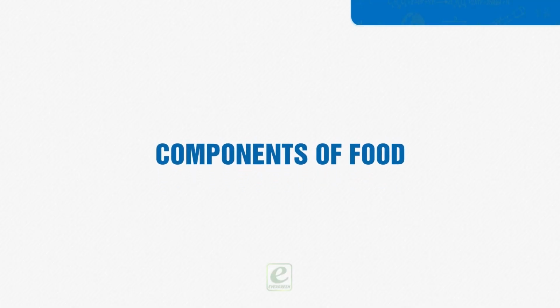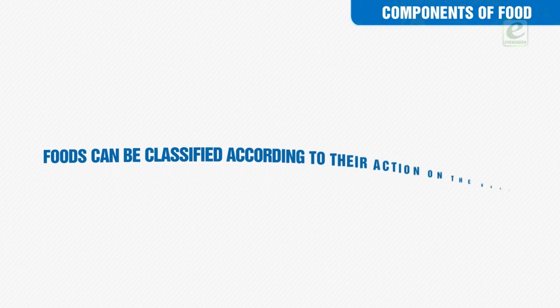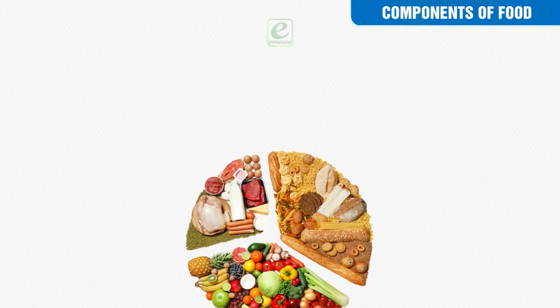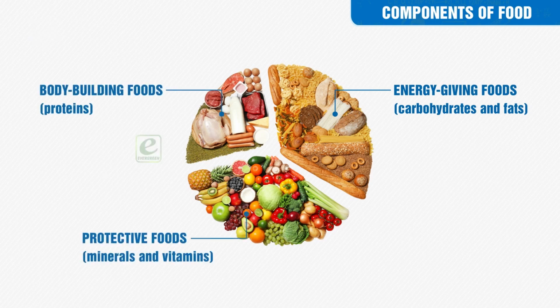Components of food. Classification of foods. Foods can be classified according to their action on the body, such as energy-giving foods, carbohydrates and fats, body-building foods, proteins, and protective foods, minerals and vitamins.